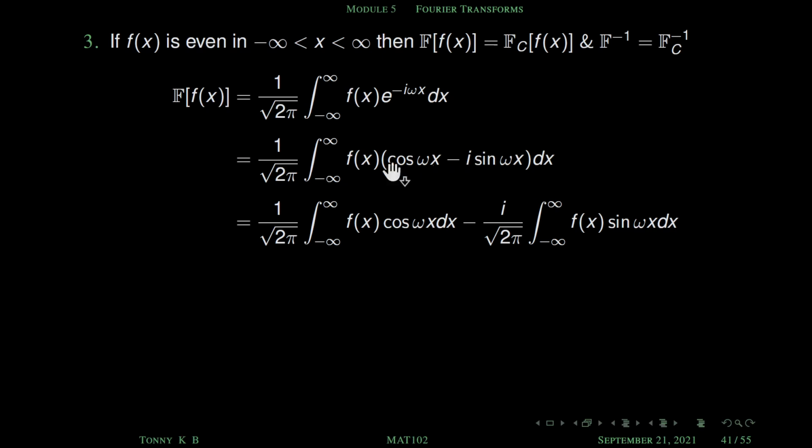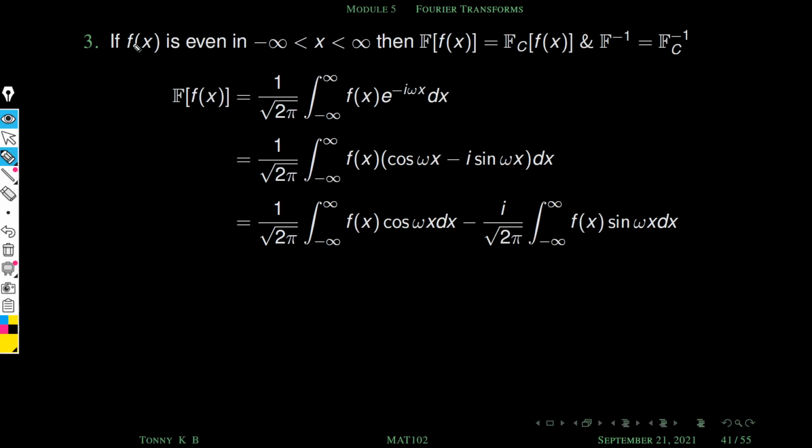So now we have two different integrals. The first integral is 1 by root 2 pi, integral of f of x into cos omega x dx. The second one is i by root 2 pi, that's a constant, and the remaining part is the integral of f of x into sin omega x dx.